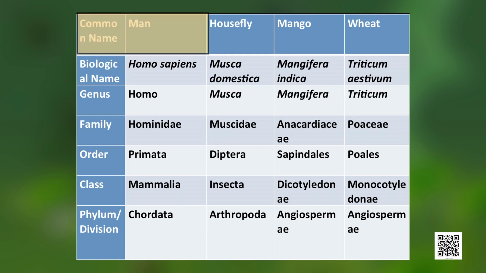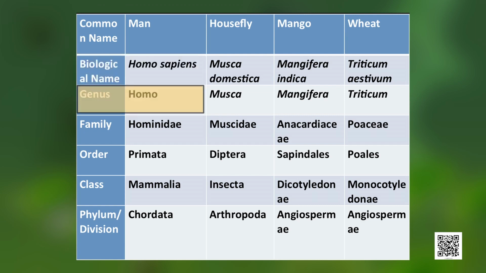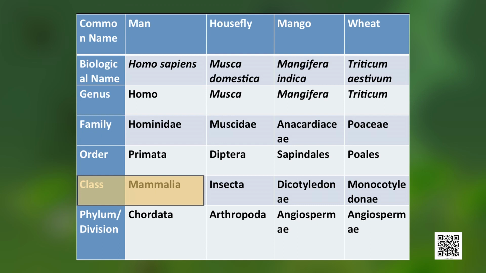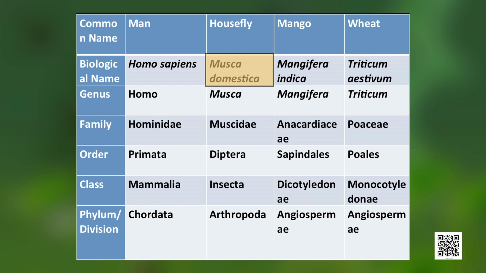First example we will take is of man. The biological name of man is Homo sapiens. It belongs to the genus Homo, family Hominidae, order Primata, class Mammalia, phylum Chordata. Moving to the next example, housefly. The biological name of the housefly is Musca domestica, genus Musca, family is Muscidae, order Diptera, class Insecta, phylum Arthropoda.